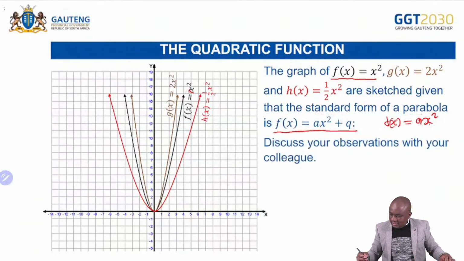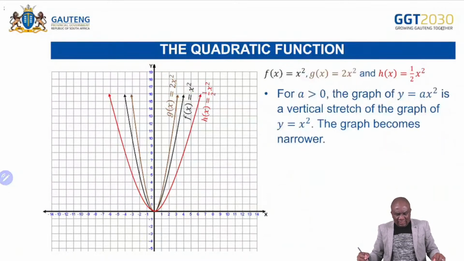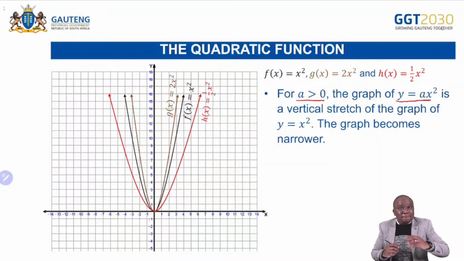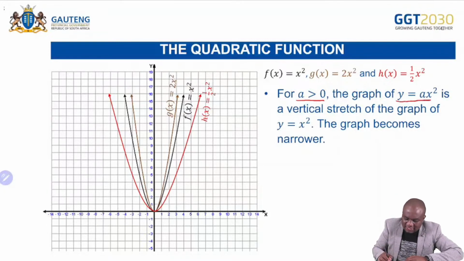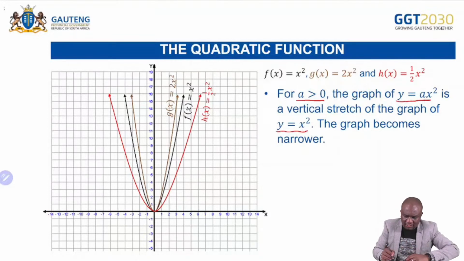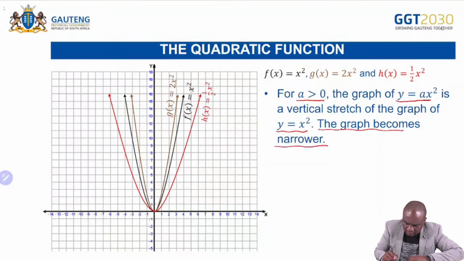Right, welcome back, grade 10s. What did you observe? This is what I've observed. For a greater than 0, it means if a is positive, the graph of y is equal to ax squared is a vertical stretch of the graph of y is equal to x squared. The graph becomes narrower.